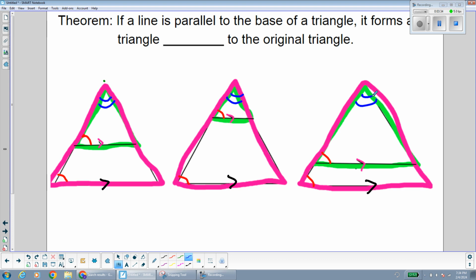And this is going to happen anytime we have a triangle that has a segment parallel to the base. We'll form a smaller triangle that is similar to the original big triangle. And I'm going to put here the symbol for similar so that we have that there. If a line is parallel to the base of a triangle, it forms a triangle similar to the original triangle.